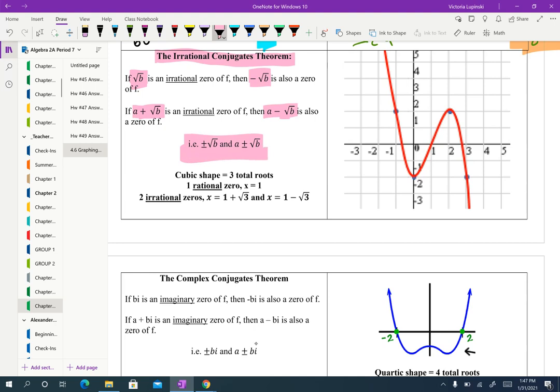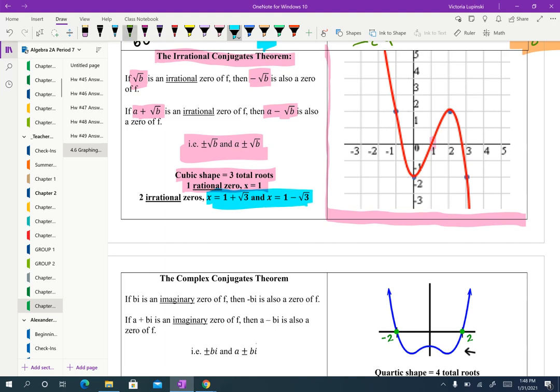Consider, for example, this graph over here on the right. Of course, it looks like a cubic. Because it's a cubic, we know that it has to have 3 total zeros or 3 total roots. We know for sure that there is one rational zero here at x equals 1. It's a multiplicity 1, so it crosses through, and 1 is a nice integer. Let's say we were to actually have the equation and solve this problem. The other 2 roots would turn out to be 1 plus radical 3 and 1 minus radical 3.